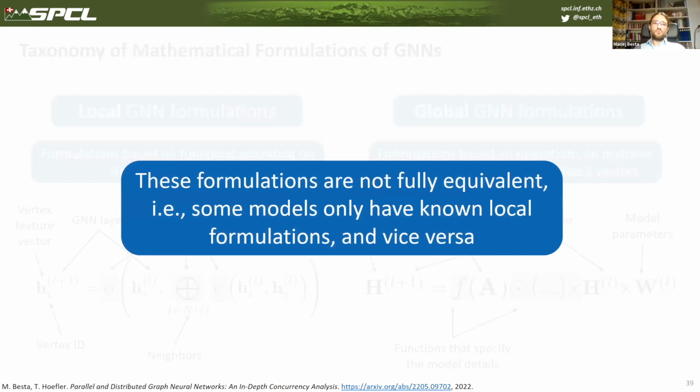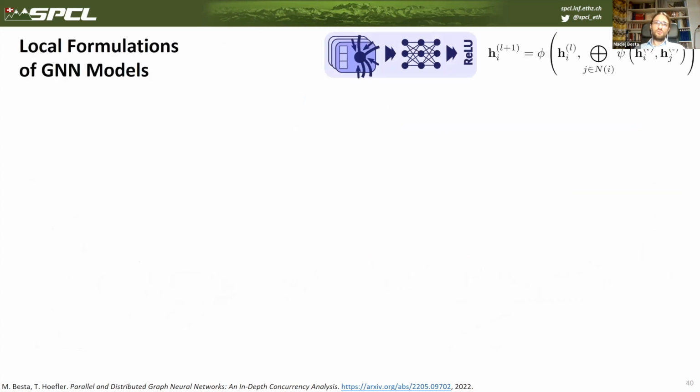Now, one important notion is that these formulations are not really fully equivalent. What I mean here is that some GNN models only have a known local formulation, and vice versa. We also have models that we only describe using the global formulation and not the local one. Right, and now I'm going to use these equations for local and global GNN model formulations to formally analyze the amount of parallelism in different GNN models.